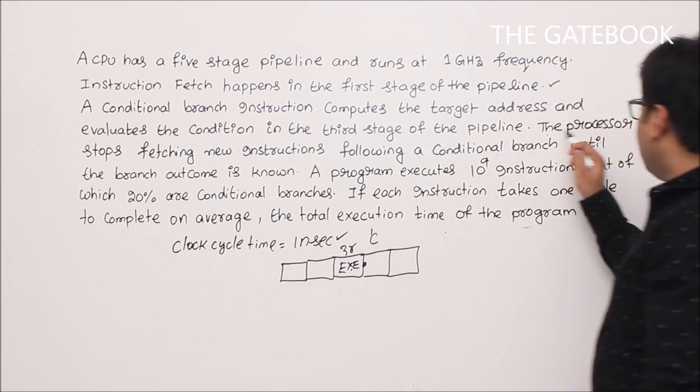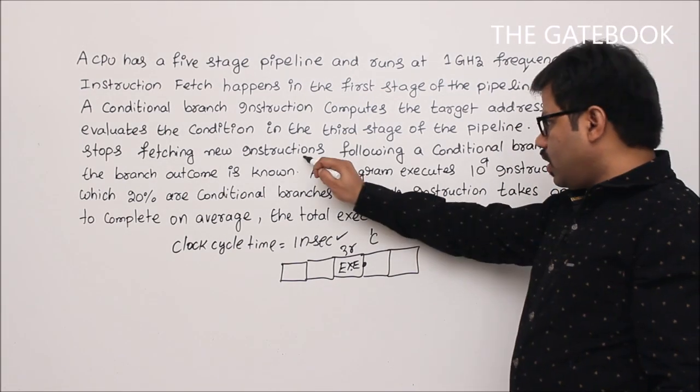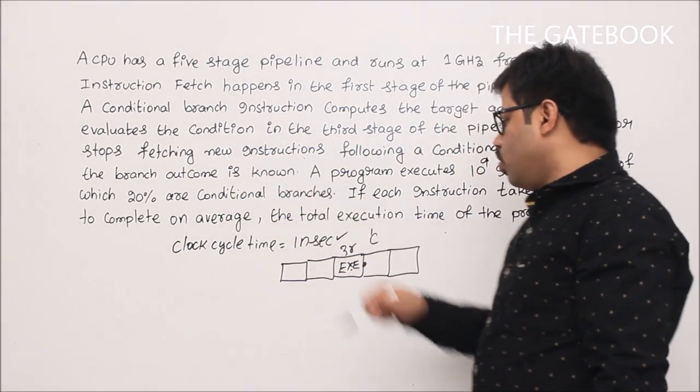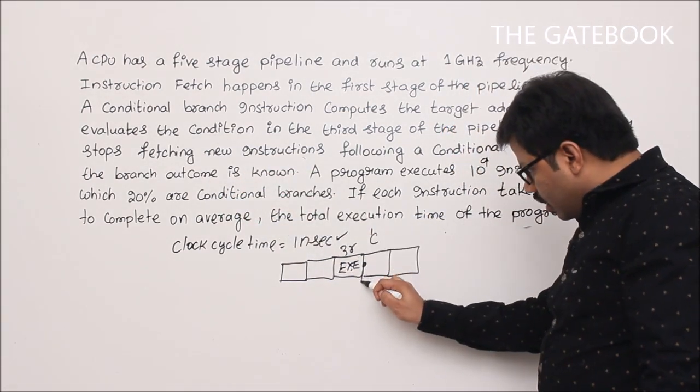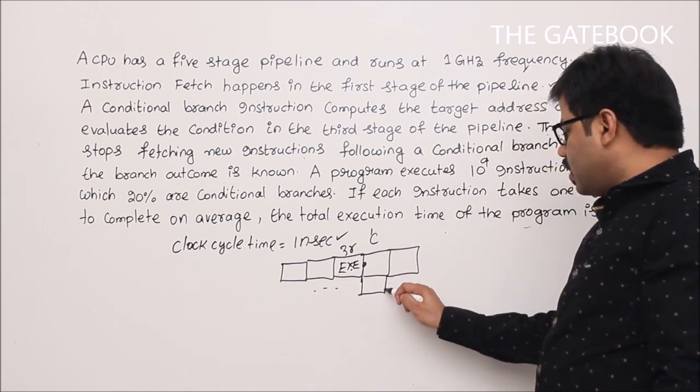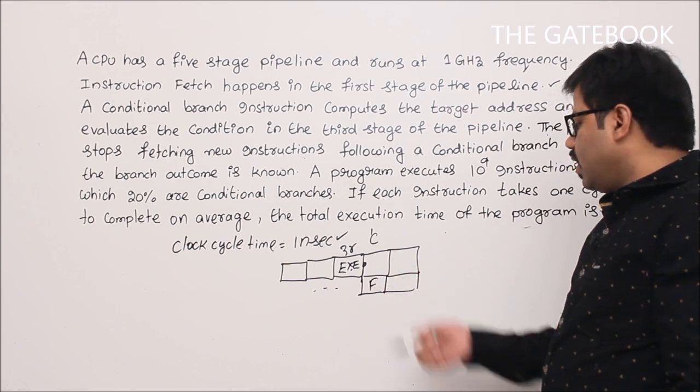Now the remaining question: the processor stops fetching new instructions following a conditional branch until the branch outcome is known. See, the branch outcome is known here, and by that time we are not fetching any new instruction, so freshly we are starting the fetching. So the remaining details are unnecessary.